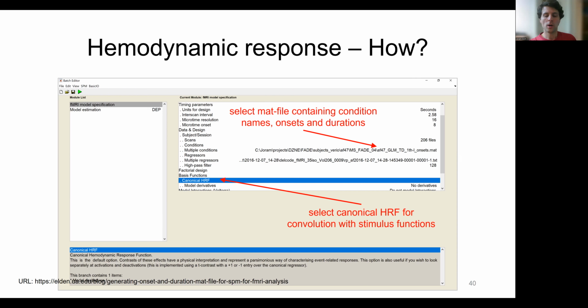If you want to, in SPM, implement HRF convolution, you don't have to do it yourself. You can just, during model specification, select a MAT file, which is containing the names and onsets and durations of your experimental conditions. This will be used to automatically generate stimulus functions, and then the stimulus functions are convolved with the HRF that you choose. Here we choose the canonical HRF for convolution with the stimulus functions, and this then produces those HRF convolved regressors in the design matrix.